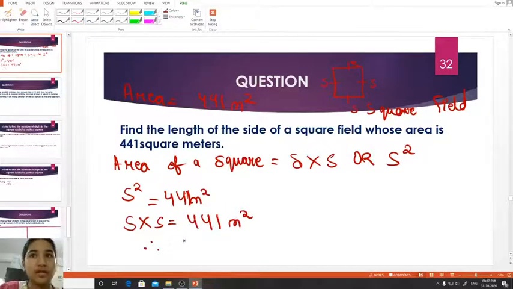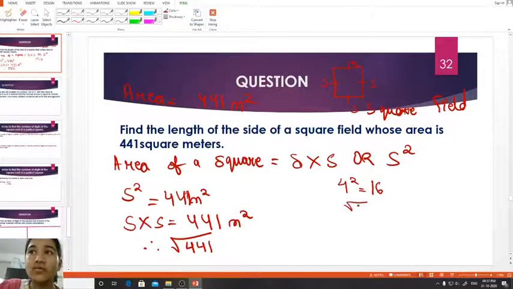Therefore, side is the square root of 441. Why do we have to find the square root? Because when the same number is multiplied two times, if we have to find that one number, then we have to go with the square root, right? Let me explain it with an example. 4 square is equal to 16, right? So that means the square root of 16 is 4. What we have done is found the square root of it.